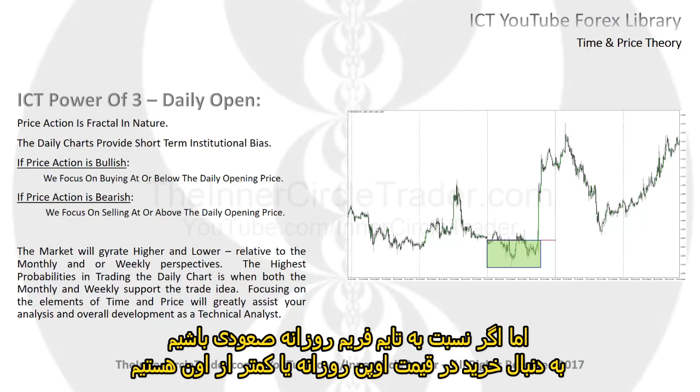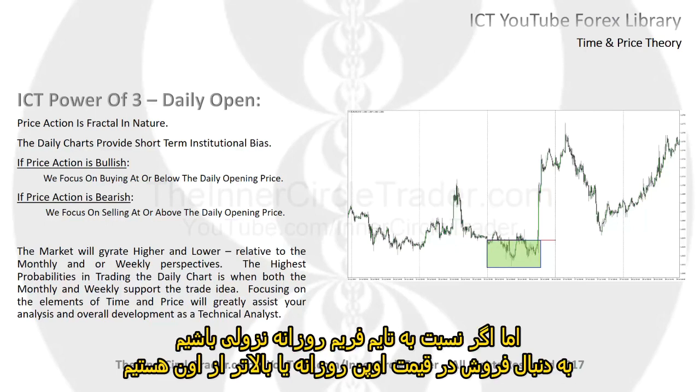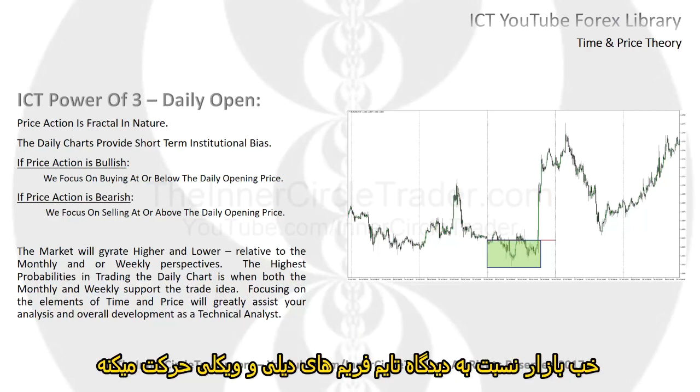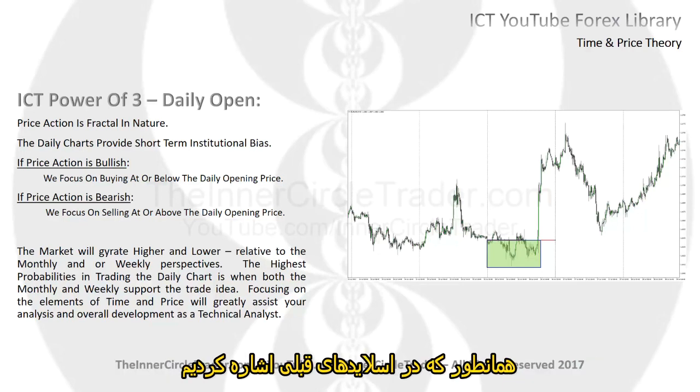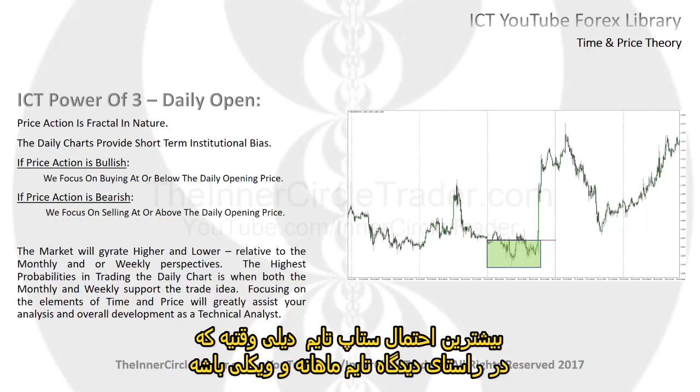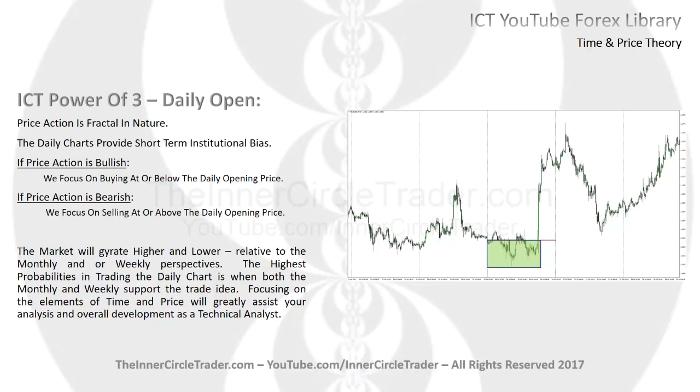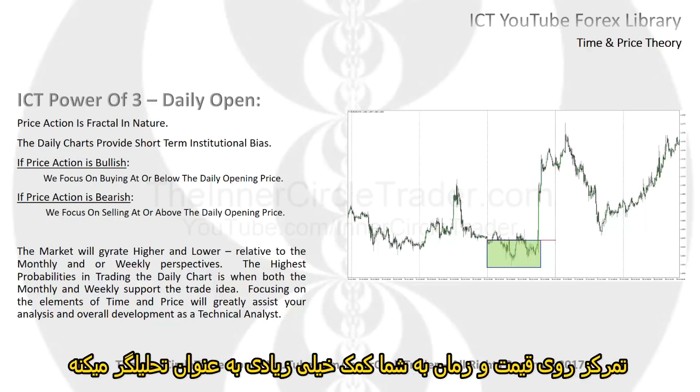But if we're bullish relative to the daily time frame, we are looking to be buying at or below the daily opening price. And if we're bearish on the daily, we're going to be focusing on selling short at or above the daily opening price. Now, the market will gyrate higher and lower relative to the monthly and/or weekly perspectives, as we mentioned in the previous slides. The highest probabilities in trading the daily chart is when both the monthly and weekly support the trade idea that you would be using or hunting on the daily. Focusing on the elements of time and price will greatly assist you in analysis and overall development as a technical analyst.